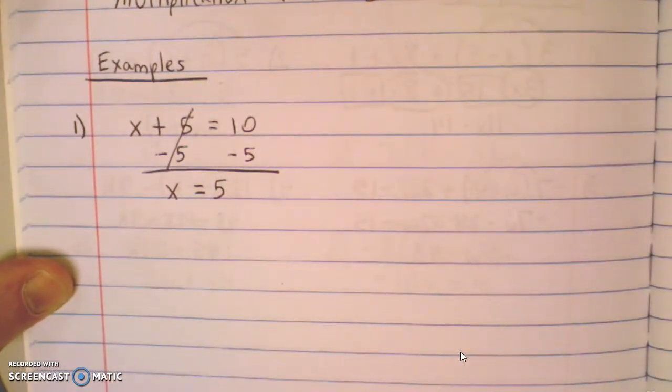Plugging in 5 for x in x plus 5 equals 10: 5 plus 5 equals 10. That's a good answer.